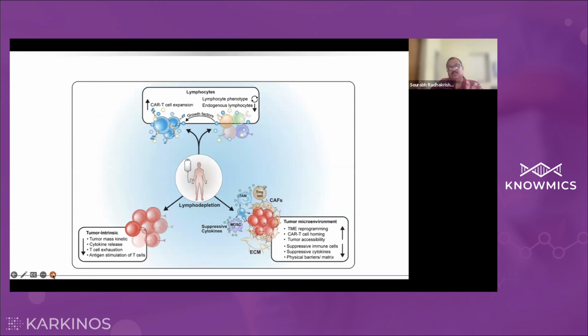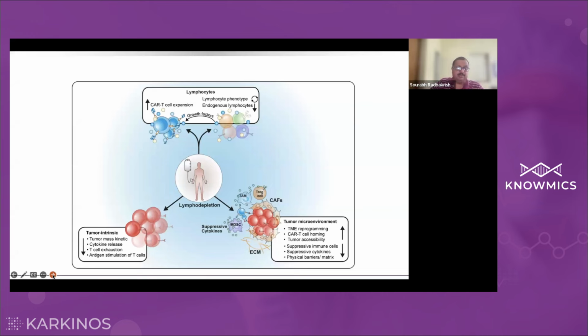Now, what does the lymphodepletion do? Why are we so focused on lymphodepletion? Why is it important? If one takes a look at this figure, what the lymphodepletion helps us out with is that it changes the lymphocyte population so that there is a decreased number of endogenous lymphocytes. At the same time, there is an increase in growth factors so as to help out CAR-T expansion.